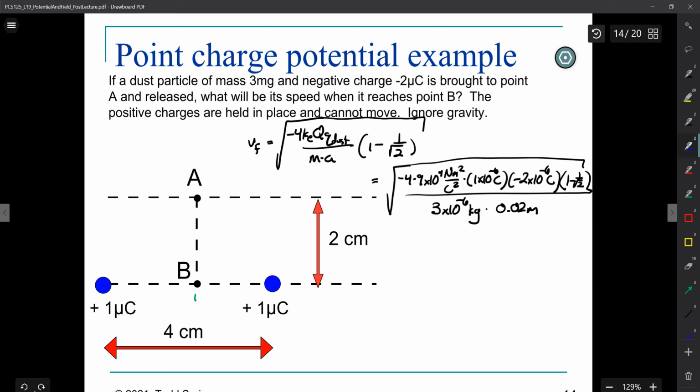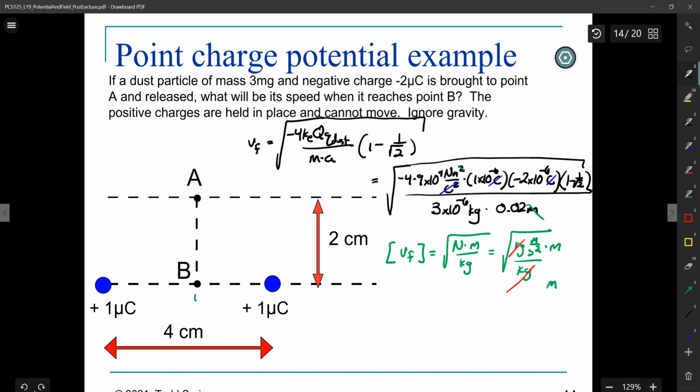Check the units. Coulomb squared. On the bottom, there's a coulomb and a coulomb. All the coulombs cancel out. I've got a meter on the bottom, which is going to cancel with one of those meters on the top. Newton meter over kilogram. What are the units here? The units of VF. I've got square root of Newton times a meter over a kilogram. Remember that a Newton is a kilogram meter per second squared, divided by a kilogram times another meter. And I've got square root of meters squared per second squared, so this is meters per second. So the units make sense.